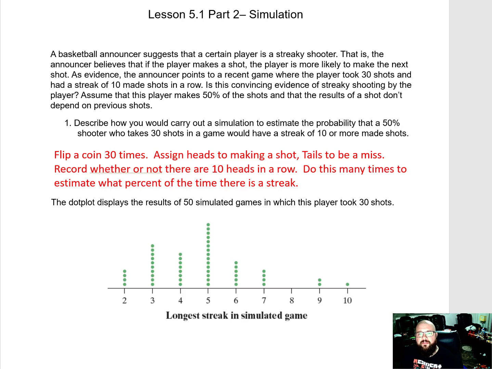Alright, so we're going to flip a coin 30 times, assign heads to making a shot and tails to a miss, record whether or not there are 10 heads in a row, and do this many times to estimate what percent of the time there is a streak. So this isn't just flipping it 30 times and saying we're done. Your thumb may be flipping that coin 120 or 150 times to get that set up, because every group of 30 shots is a check to see if you get 10 heads in a row. That's how the simulation is described for this type of problem.